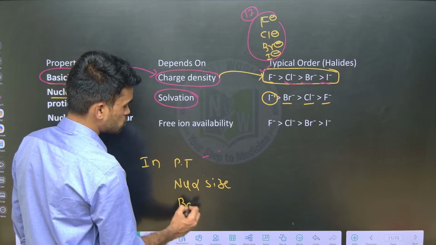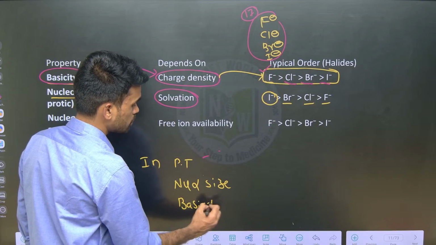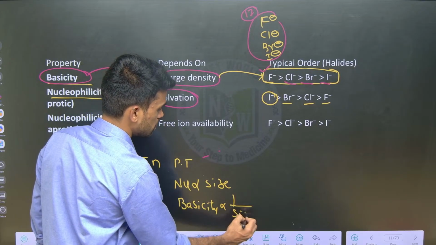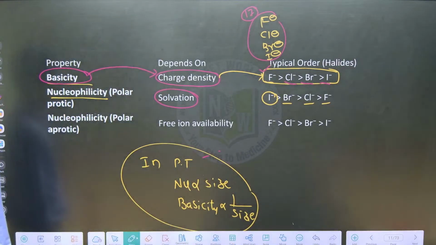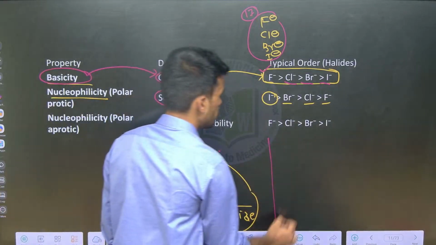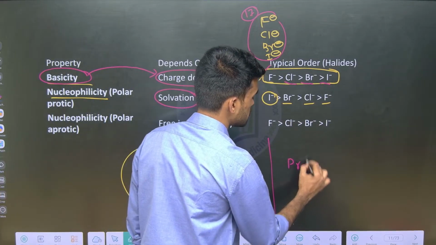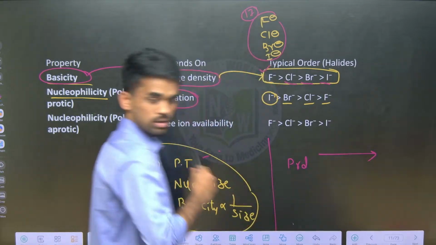Okay, and when it comes to basic nature, that is, basicity is inversely proportional to size. These are the things to be remembered in the periodic table. Now, when it comes to across the period, I mean when you are going from left to right in the period.